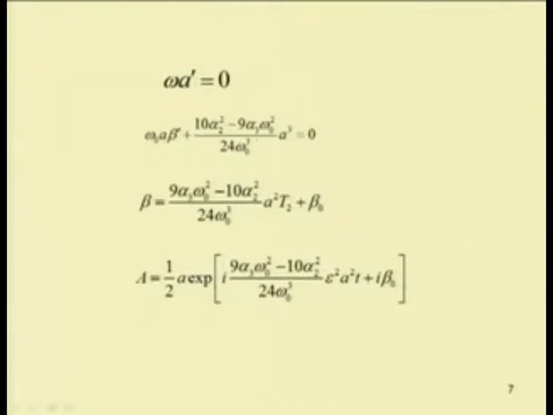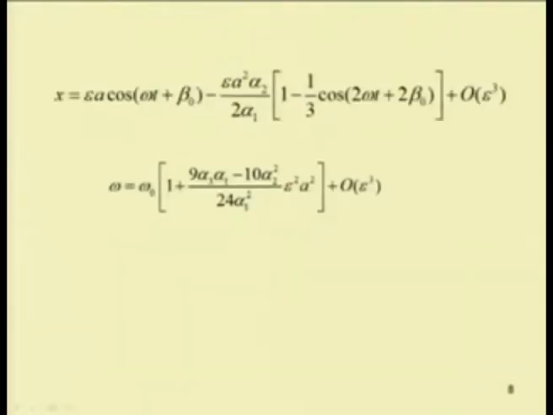beta equal to 9 alpha 3 omega 0 square minus 10 alpha 2 square by 24 omega 0 cube alpha a square t 2 plus beta 0, and from this one can find the solution a in this form, and one can write x to be this, and this omega can be written equal to omega 0 plus 9 alpha 3 alpha 1 minus 10 alpha 2 square by 24 alpha 1 square plus epsilon square a square. So, this expression that we obtained using the method of multiple scales matches with that obtained from the Lindstedt-Poincare method.